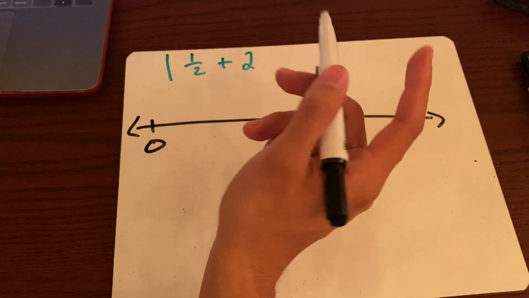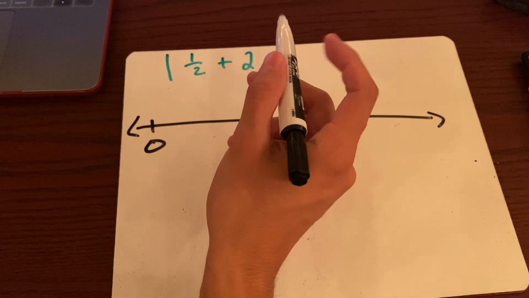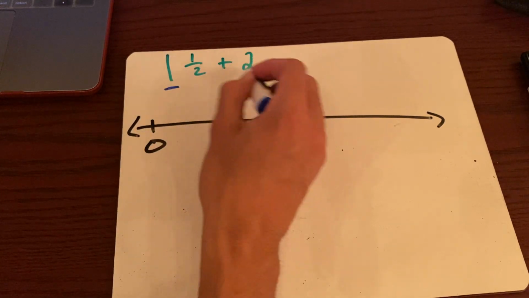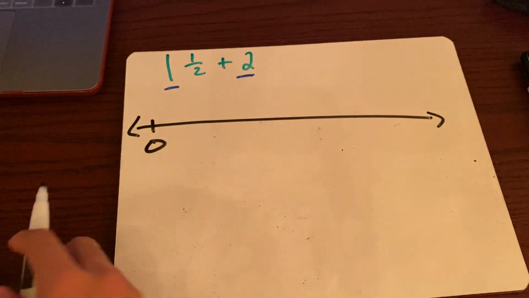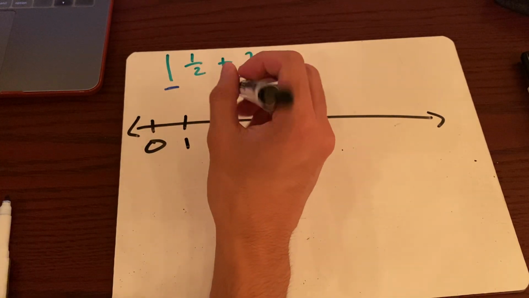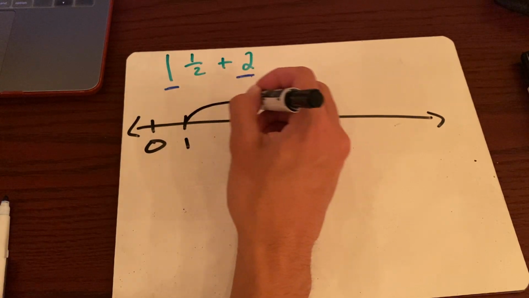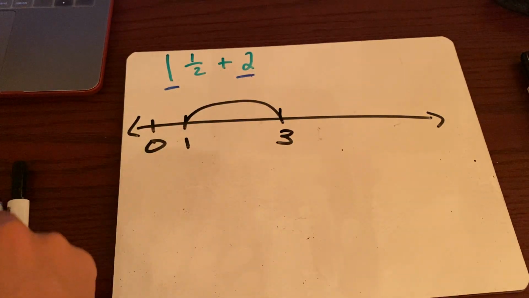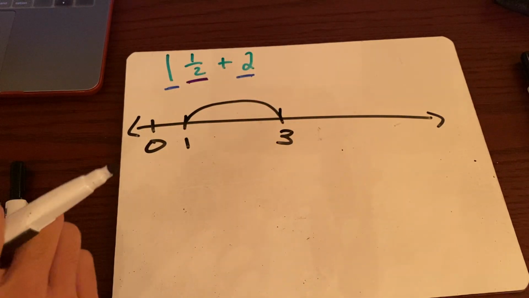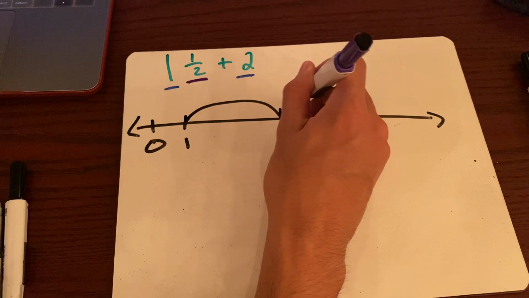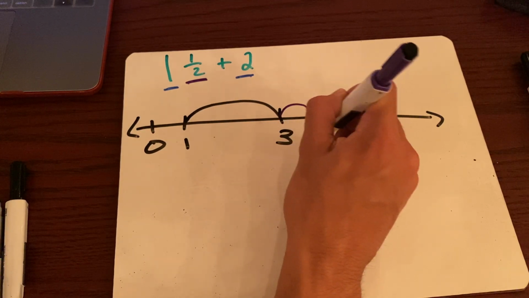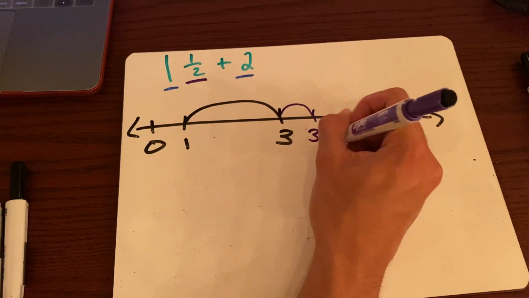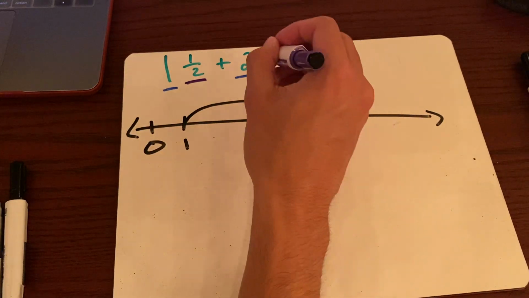and I want to add my whole numbers first, okay? My whole number here is 1. My whole number here is 2. So I start off with 1 and I'm going to add 2. So 1 plus 2 gives me 3. But remember, we still need to add this 1/2. So now we just need to make half of a jump. That'll leave us here. Now I have 3 wholes and 1/2. That's where we land, and so that is our answer.